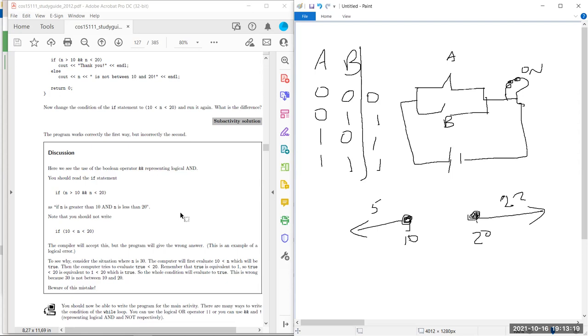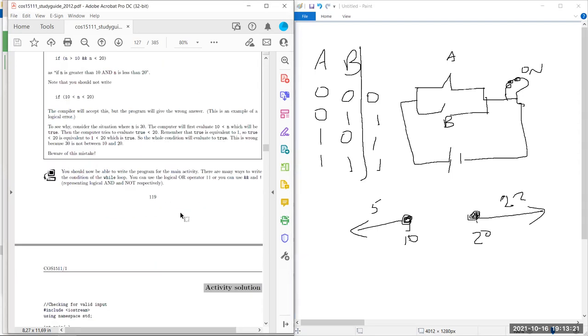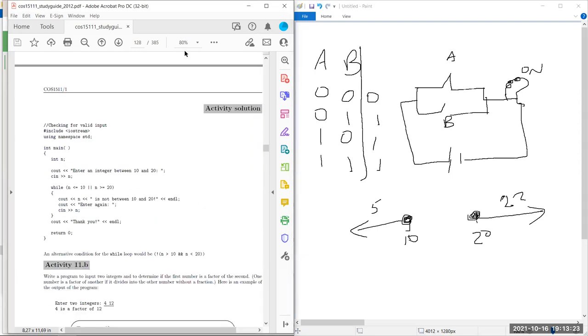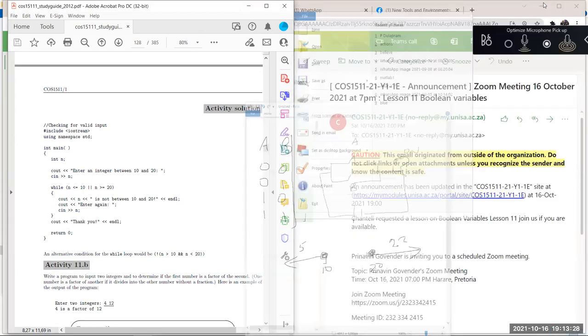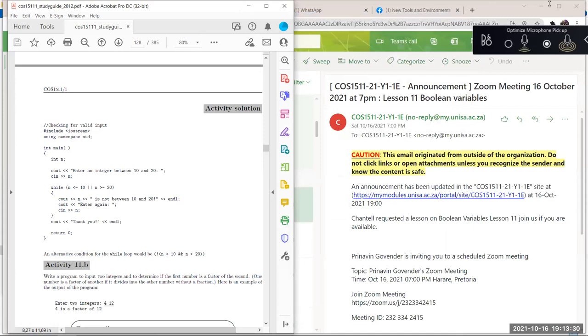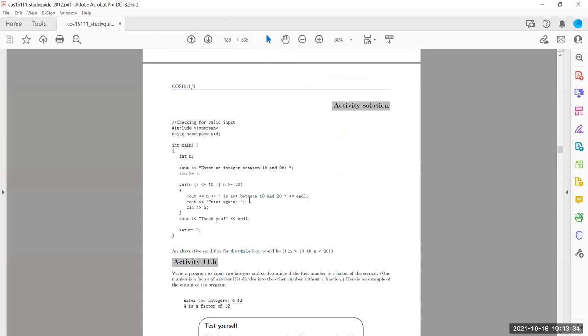But because we are talking programming, Chantelle, I'm going to close this paint thingy. I'm not very good at drawing. So now I'm going to go to my code blocks. Okay. So Chantelle, you are going to see an interval of numbers.